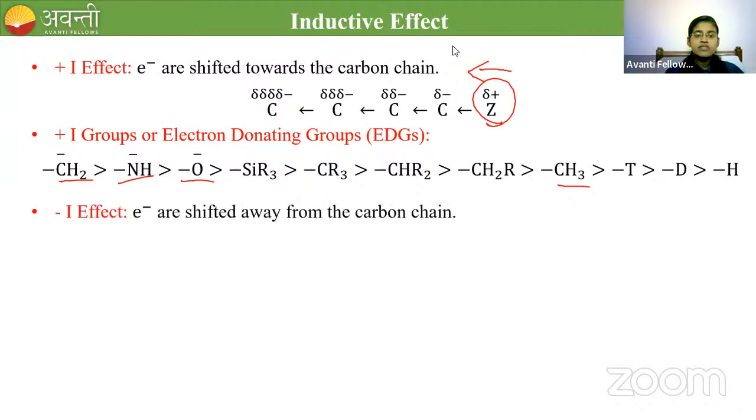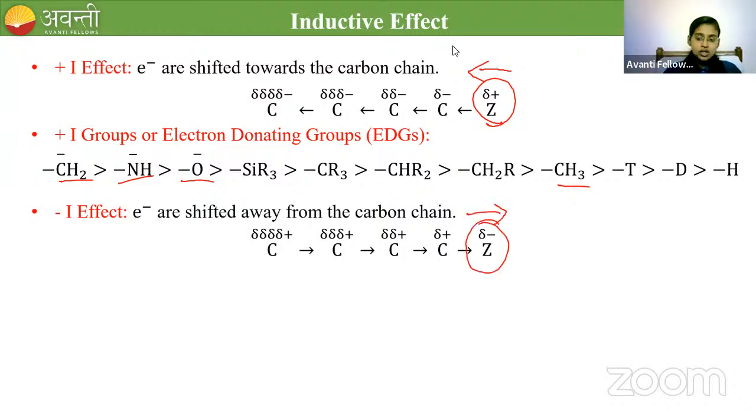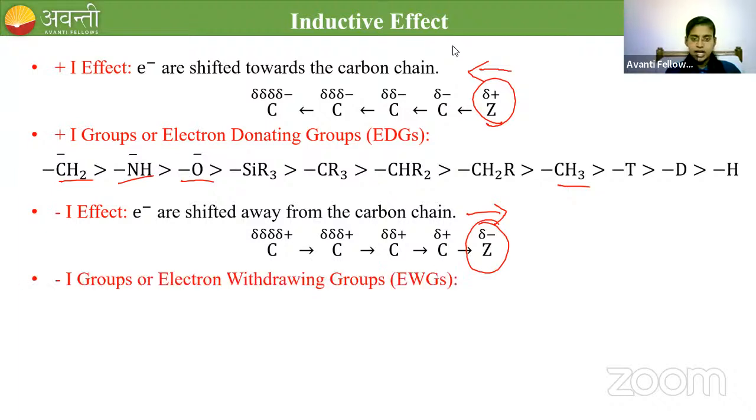Minus I, negative inductive effect. Here, all the electrons are shifted away from the carbon chain. It means the atom Z will pull the electrons towards itself. So an electron withdrawing group will show this effect, the minus I effect.